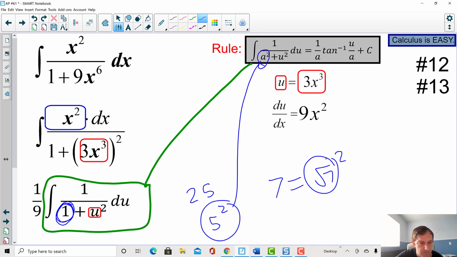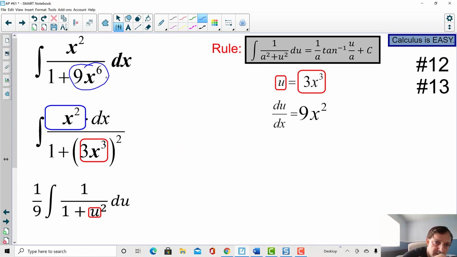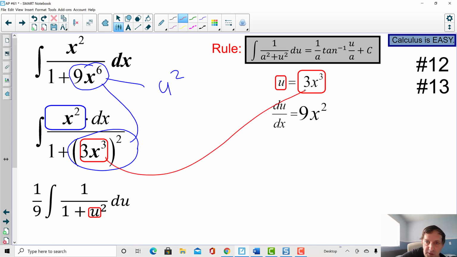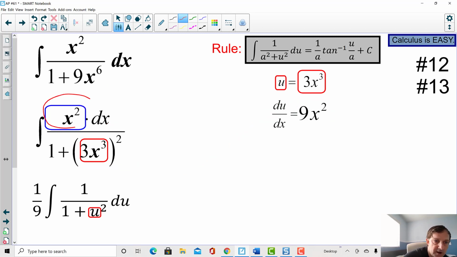That'd be more tricky. So we want this piece right here to equal our u squared. So we can write it as 3x to the third squared. That's the tricky step. So that 3x to the third is going to be our u. And then the derivative would be 9x squared. So that means we're going to need a 9x squared right next to our dx. We have an x squared here, so we're going to put a 9, but then we're going to have to put a 1 over 9 in front of it.